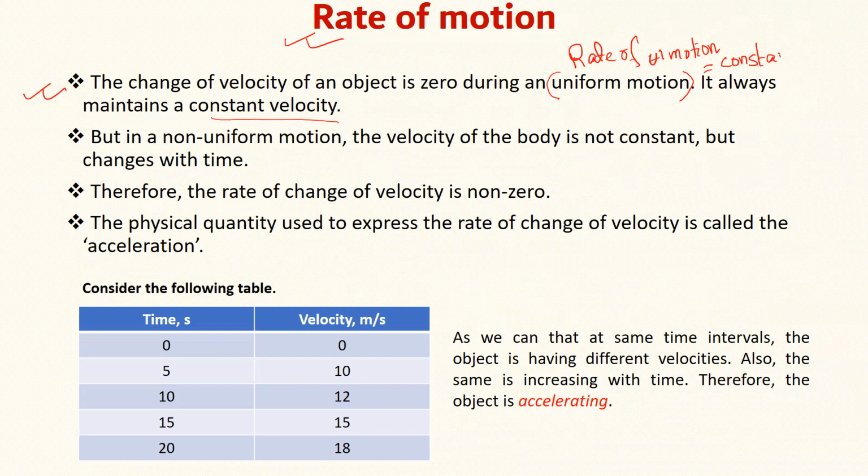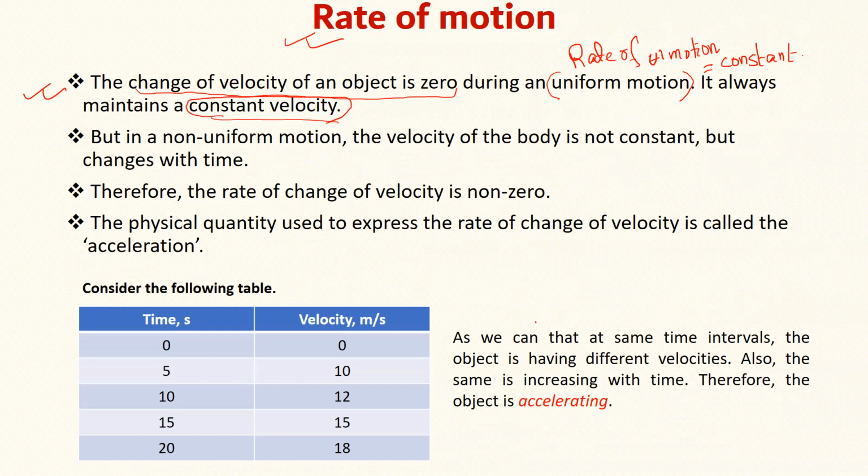Okay, the rate of motion throughout the entire motion of the object would be constant. Therefore, the change in velocity would be simply equal to 0, because the object always maintains constant velocity.